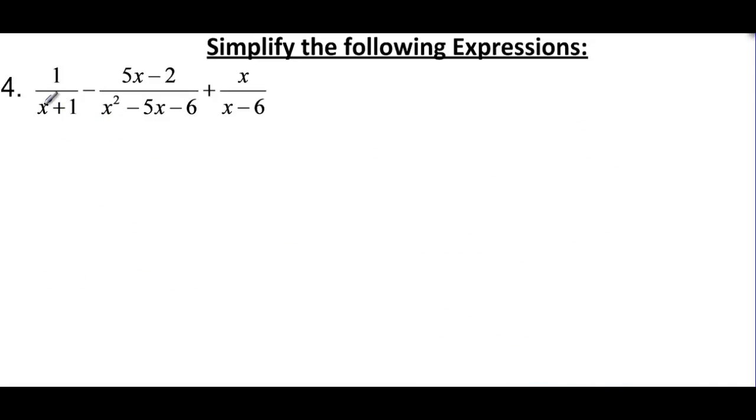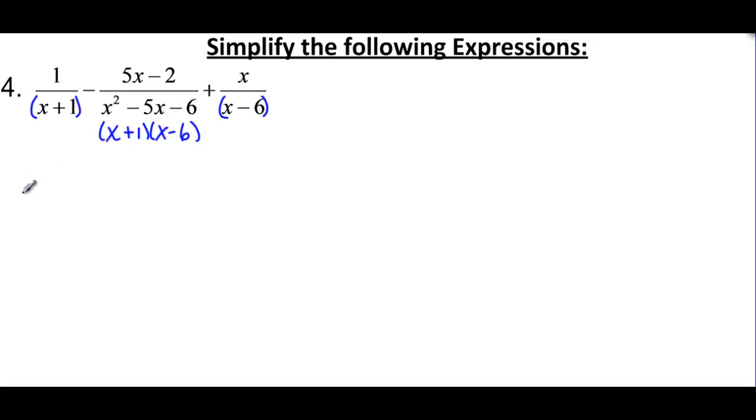In our last example, I'm going to do a little bit of a shortcut. I look at my first denominator, x plus 1. I can't factor that anymore, so I'm going to leave it as x plus 1. My second denominator I can write as x plus 1 times x minus 6. And my last denominator can't be factored anymore, so I get just an x minus 6.